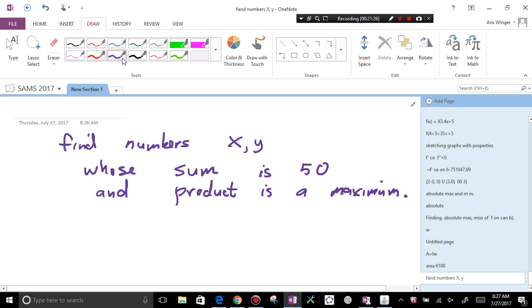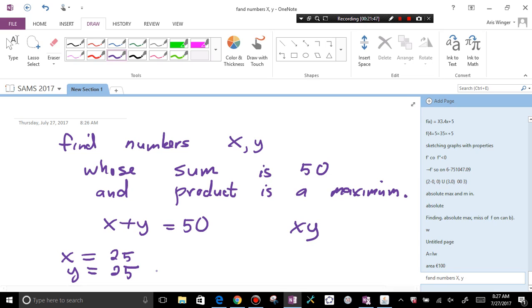Of course, the mathematician says that we already did this problem. The sum is 50. We're trying to maximize x times y. Answer? 25 and 25. It's the exact same problem we did, just the story was different. So don't be intimidated by the story. I can ask all sorts of questions all sorts of ways. Okay?